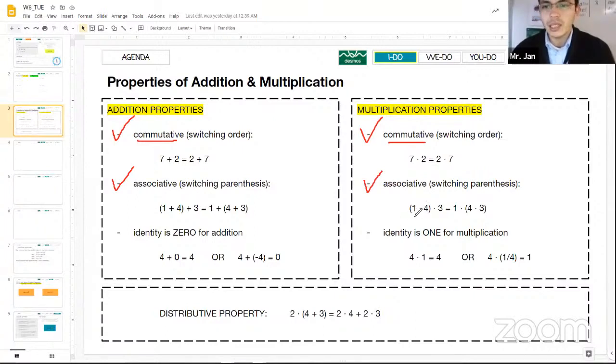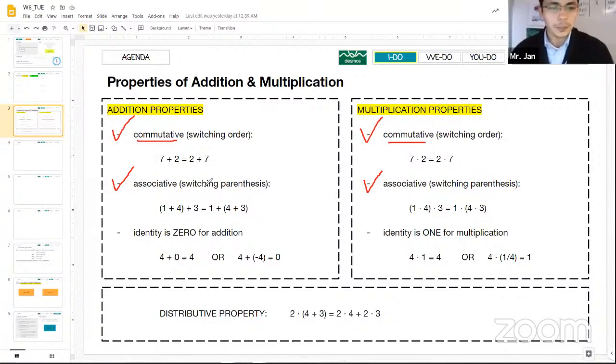When you multiply 3 different numbers, like 1 times 4 times 3, it doesn't matter which two you start with multiplying. So 1 times 4 is 4, and 4 times 3 is 12. Or you can first do 4 times 3, which is 12, and times 1, it's still 12. It doesn't change the result. Okay. So the second property that we learned is the associative property.